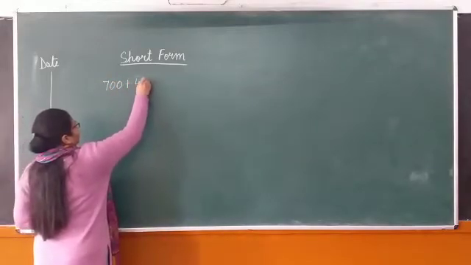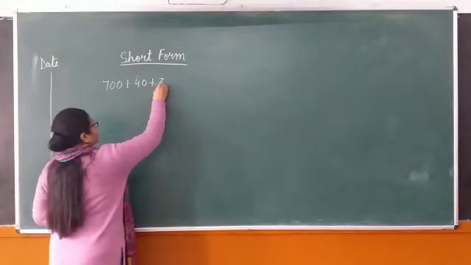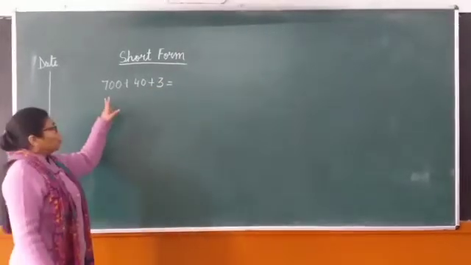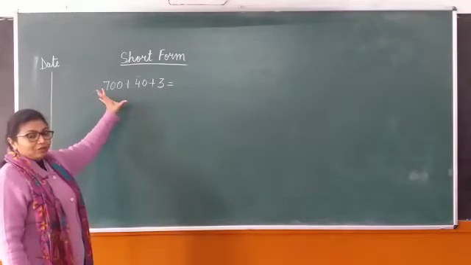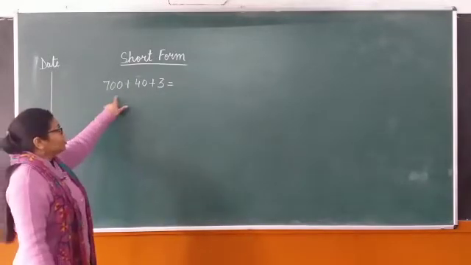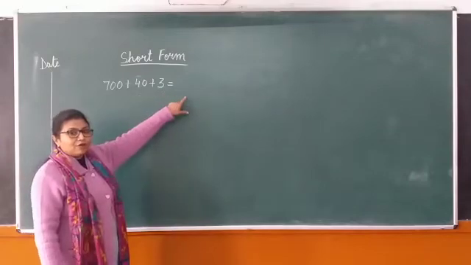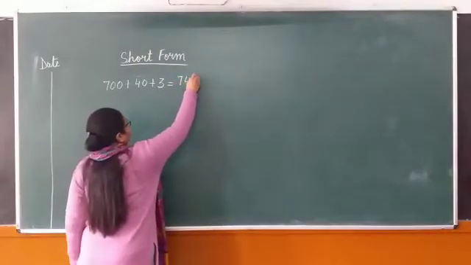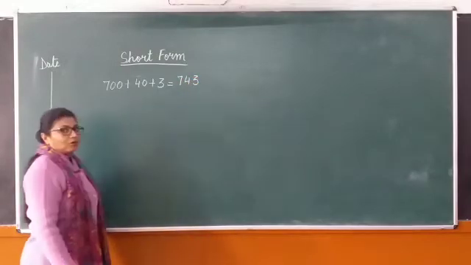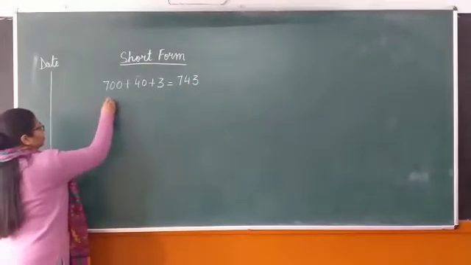700 plus 40 plus 3. Now, we have to remove all the zeros from here. Okay, this is 743. Now, we have to write in short form. This is your expanded form and now we have to write in short form. So, this will be 743. All right.